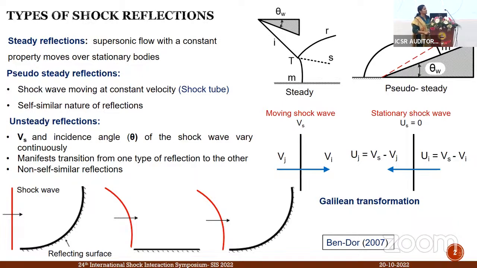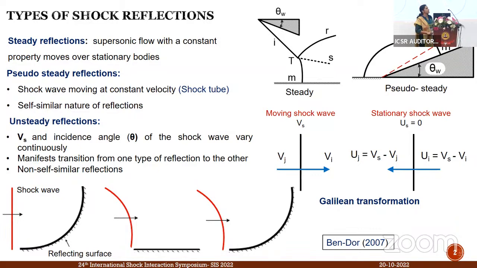Unsteady shock reflections happen when a planar shockwave moves over curved surfaces, a curved shockwave moves over a planar surface, or even a curved shock moves over a curved surface. Here, the shock velocity as well as the angle of incidence at every point on the surface changes, which in turn forms a manifestation of shock reflections along the length of the surface. Hence, there is no self-similar nature.